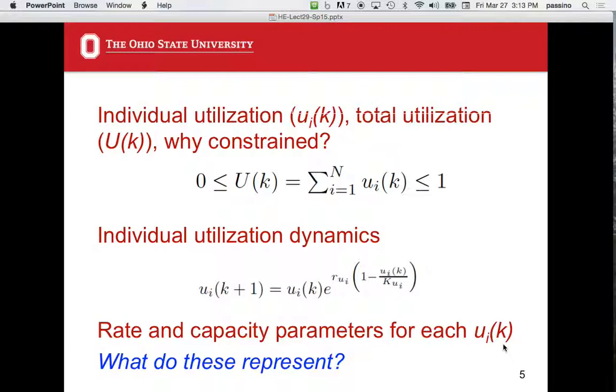So we have individual utilization dynamics that look like this. They just look like the resource dynamics. And so we can have rate and capacity parameters for each of these. Those are the R_UI, K_UI. So if you're a really poor person, your K_UI is really low. You're not going to be using much resource. R_UI says, if R_UI is really low, then you're not going to increase the rate of utilization very fast either. So you can model this.